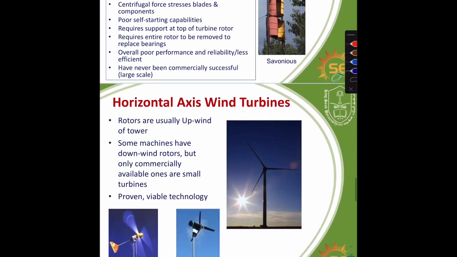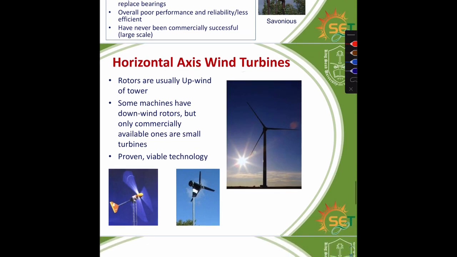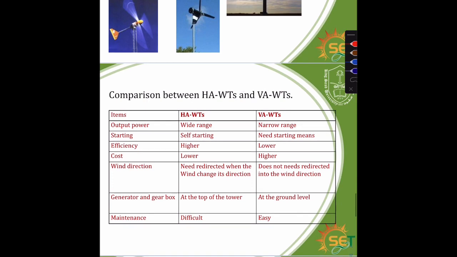Here we have horizontal axis wind turbines. Rotors are usually upwind of tower. Some machines have downwind rotors, but the only commercially available ones are small turbines. Proven viable technology. Here we can compare horizontal and vertical wind turbines.